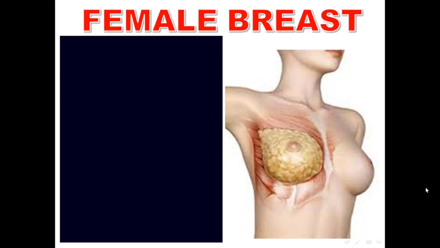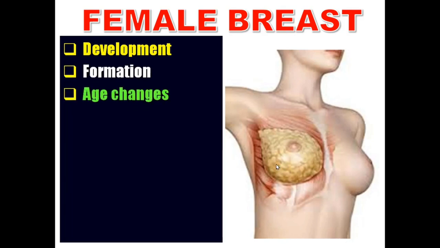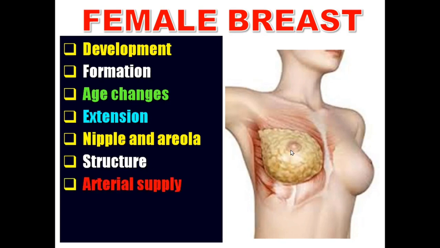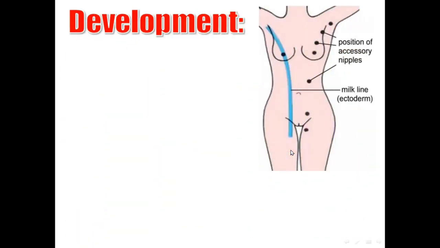We will talk about the anatomy of the female breast. I will talk about the development, the formation of the breast, the age changes, the extension upward, downward, medially and laterally, and then we'll talk about the nipple and the areola, the structure, arterial supply and the venous drainage, lymph drainage, and the clinical importance of the breast. Start with the development of the breast.